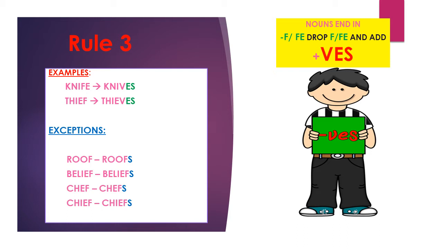Nouns that end in f or fe, so we drop the f or fe and we add ves. Example, knife, knives. Thieves. Okay, but there are exceptions to this rule.